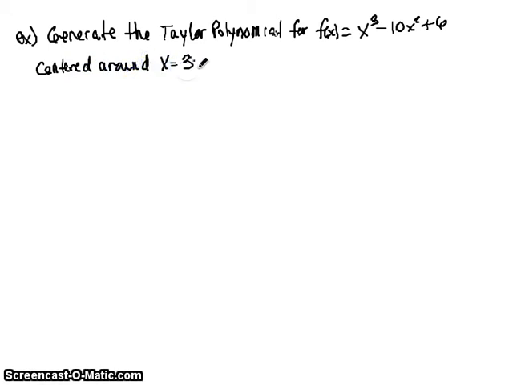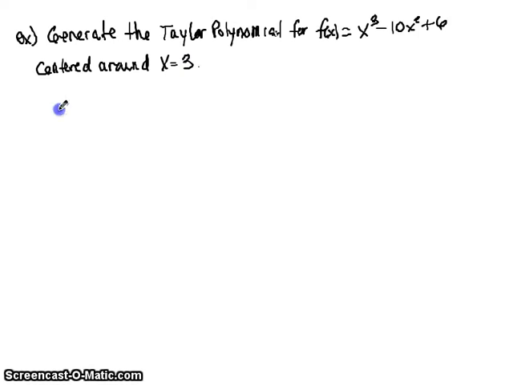Let's say we want to generate the Taylor polynomial for f of x equals x to the third minus 10x squared plus 6, centered around x equals 3.